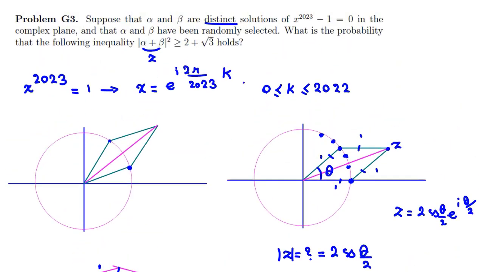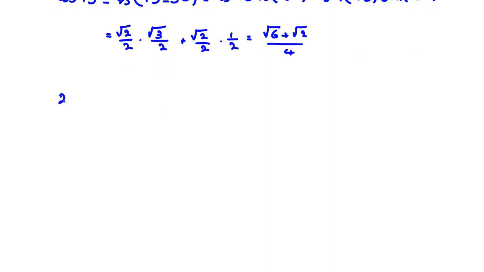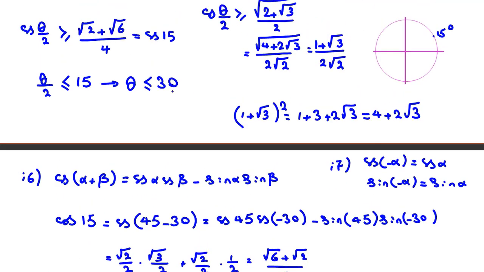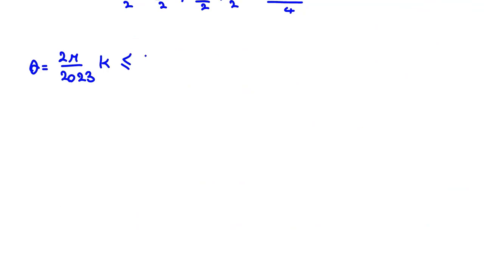So we said the formula is what? 2 pi over 2023 times k. We want this angle, our theta, to be less than or equal to 30 degrees. So 30 degrees, because here it is 30 degrees, here you can write 360. Now we can divide both sides by 3. It will be 12. So we can conclude k is less than or equal to 2023 over 12.